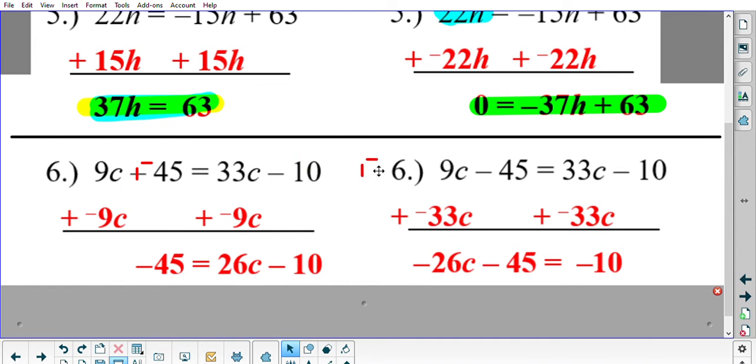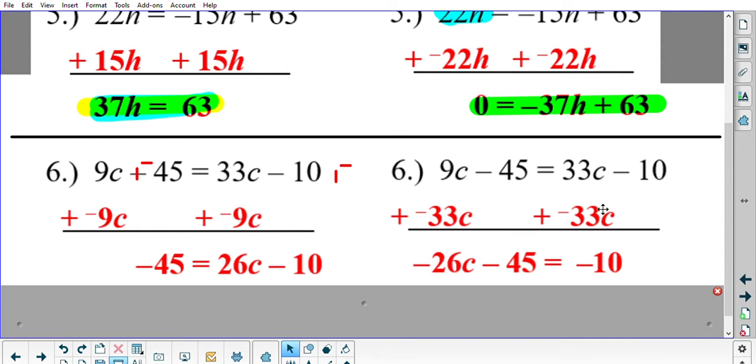Now, is it helpful to make it adding the opposite on the minus 10? Maybe not. Because you could keep it minus 10. You could make it plus negative 10. They mean the same thing, either way. So maybe that place is not as helpful to make it adding the opposite. Your choice. By the way, 33c plus negative 9c is 26c.